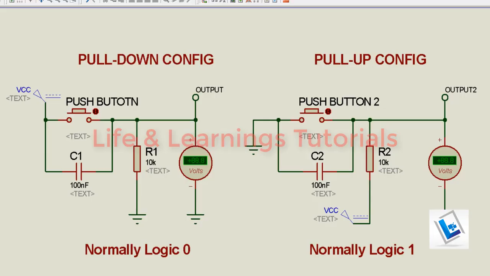To get rid of the bounce effect from mechanical push buttons, the simplest arrangement is to use a 100 nanofarad capacitor across the push button. The capacitor will smooth out the wave output from the push button and we will get a nearly ideal signal from the circuit. So I have two options. While dealing with push buttons for my electronic circuits, I can either use this pull down configuration or pull up configuration. I will discuss the use of these two configurations in other video tutorials. For now, just focus on these two concepts.